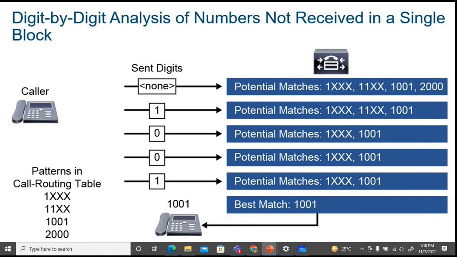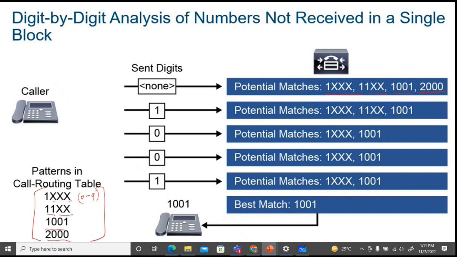So let's suppose you have some patterns configured, and when these patterns are configured, these are in the routing table. When any number is dialed, a digit by digit analysis is done. So let's say you have potential matches, these. So these are all the patterns you have configured. 1XXX means any digit, 0 to 9, any digit. 11XX, 1001 specifically, and 2000 specifically. So we are allowing only calls matching these patterns.